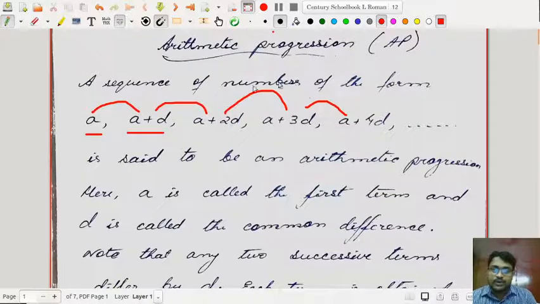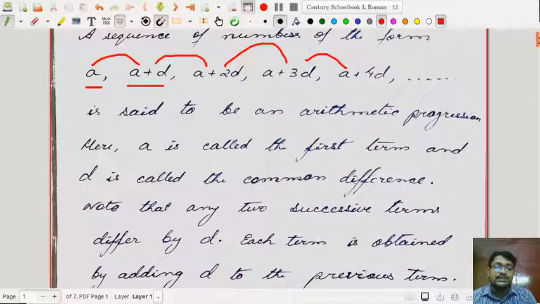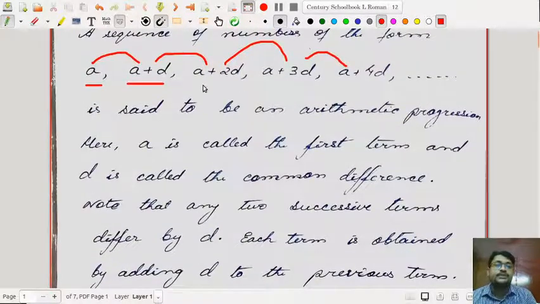So a sequence of numbers of this form, a, a plus d, a plus 2d, a plus 3d, a plus 4d, and next will be a plus 5d, is said to be an arithmetic progression. Here a is called the first term and d is called the common difference. Why is it called the common difference? Because the difference between any two consecutive terms is always d, since each term is obtained by adding d to the previous term.